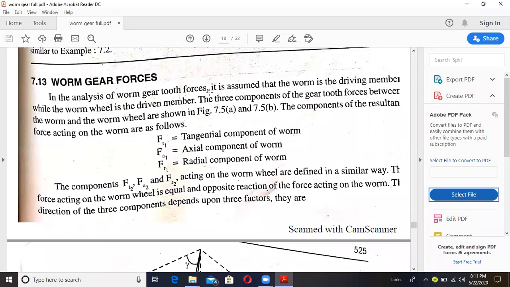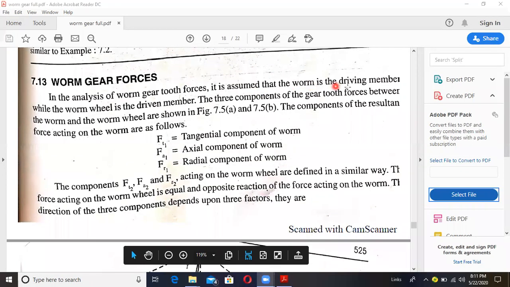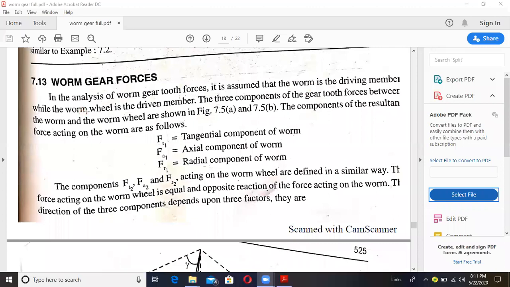So always we assume that the worm is the driving member and the worm wheel is the driven member. So that is what they told. You can see here, it is assumed that the worm is the driving member and the worm wheel is the driven member.